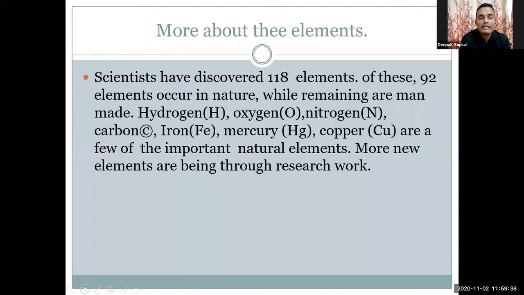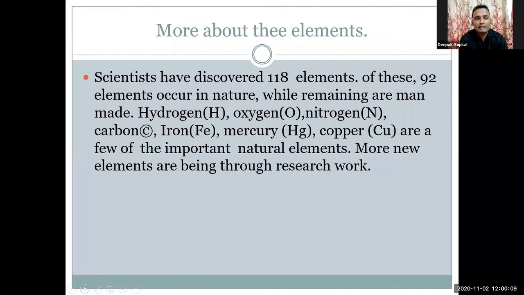Okay, the scientists have discovered the remaining things. Now here, some natural elements are given. Hydrogen, oxygen, nitrogen, carbon, iron, mercury, copper are a few of the important natural elements. A few more elements are being discovered through research work. See here, one more thing I just want to tell: out of these elements, some are natural and some are man-made.